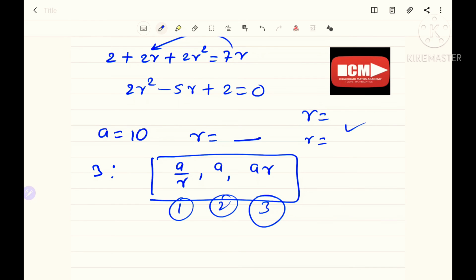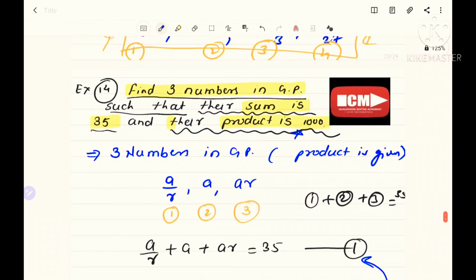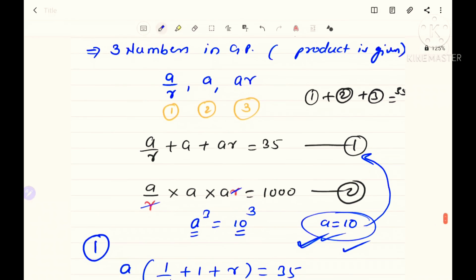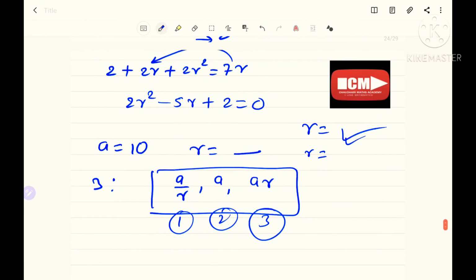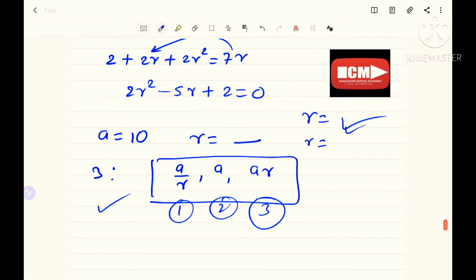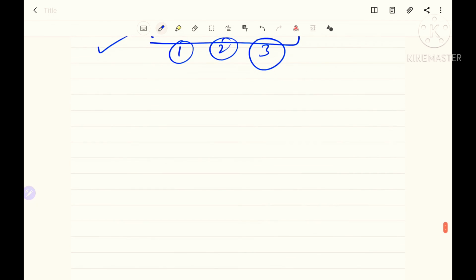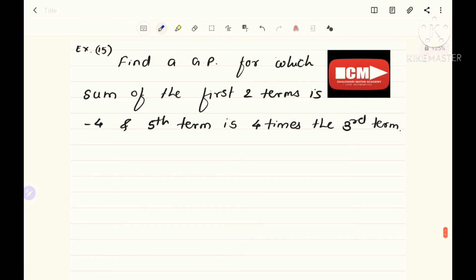So I request every one of you, I already explained the entire details and concept of this problem. I even reached the calculation level of finding A equal to 10 and the calculation level of finding R. Now it's a simple job left with you. Find out R and substitute in these three numbers, and at the end you will get the required three numbers of the geometric progression. So with that hint, I'm switching to the next problem.